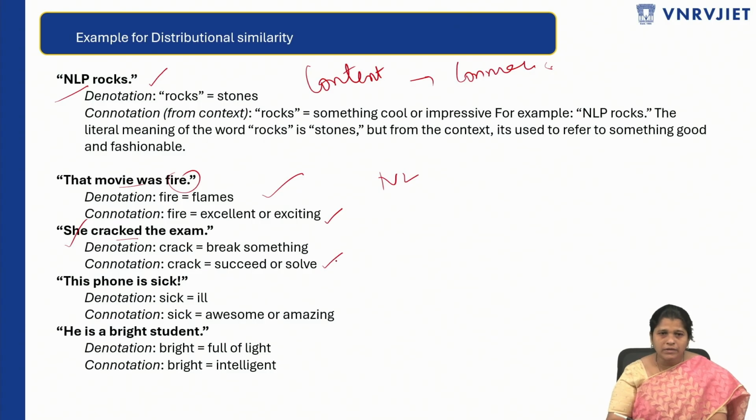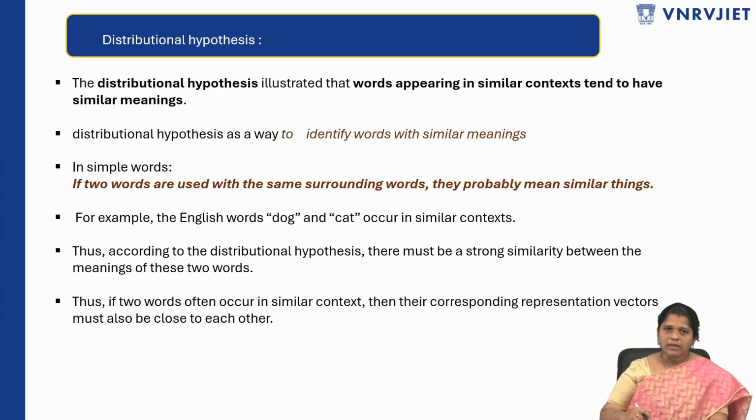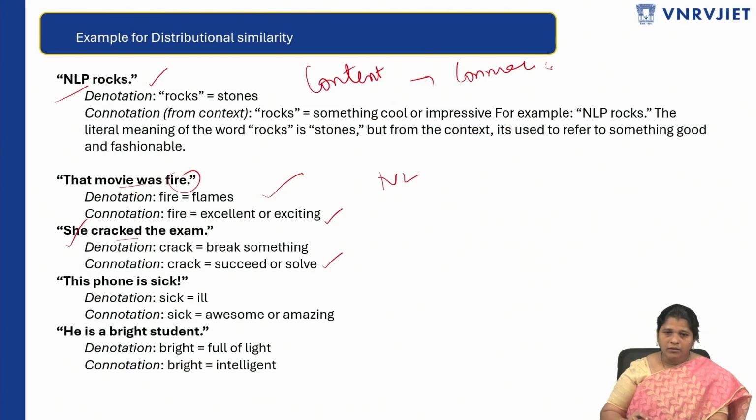Similarly, "the phone is switched off," "the phone is sick," "I am sick of the movie." Yes, "he is a bright student." Bright actually means full of light. But in context, the connotation is intelligent, very good, and so on. Likewise, these are the words which are talked about with respect to their context.